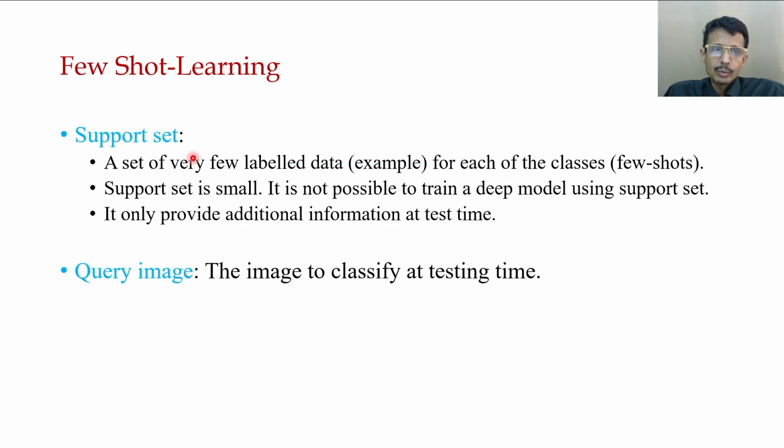Okay. So what is support set? A set of very few labeled data examples, but exactly in our case, for each of these classes, a few samples. Support set is small. It is not possible to train a deep model using the support set, and definitely it's not required. Our model is trained on a big data set, based on the difference and similarity. Now the support set only provides additional information at test time, and the query image is the image to classify at test time. With this setting, we can very easily do this.